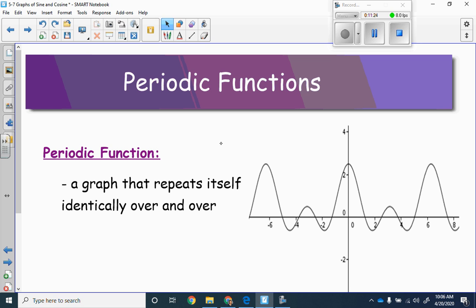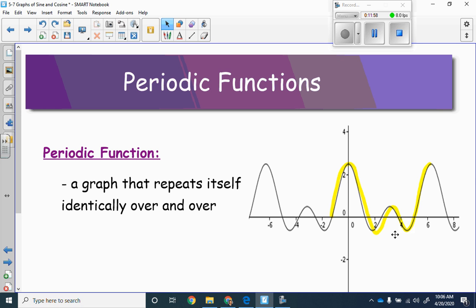A periodic function is a graph that repeats itself identically over and over. Over here on the right, I have a graph that, as you can see, hopefully, repeats itself. If I look at that graph and take one portion of it, pick it up and move it over, actually I went a little too far, but you'll notice that that exact graph is happening again. That is a periodic function.